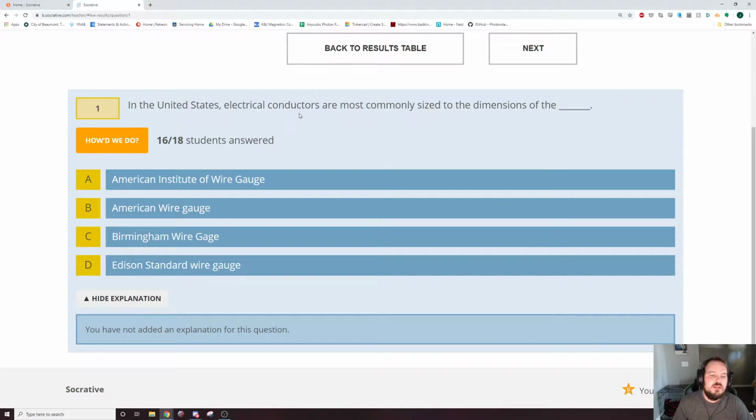In the United States, how are conductors sized? They are sized by American wire gauge. You all have that one. Good job.